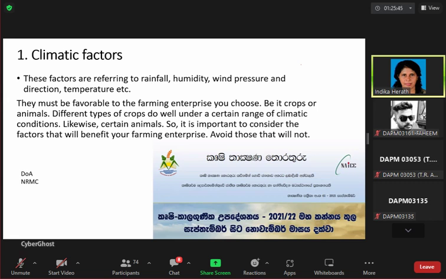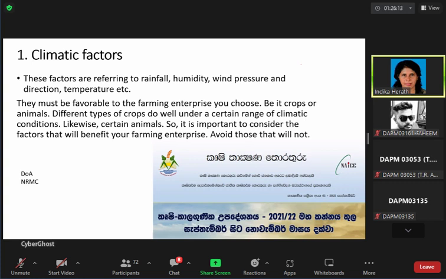So in that case, the climatic factors, what we are going to talk about here is what kind of environment, climatic condition is suitable for that crop, and whether that environment is available in the land that we have selected or are going to select, right? So that is the most important thing that you need to think about.